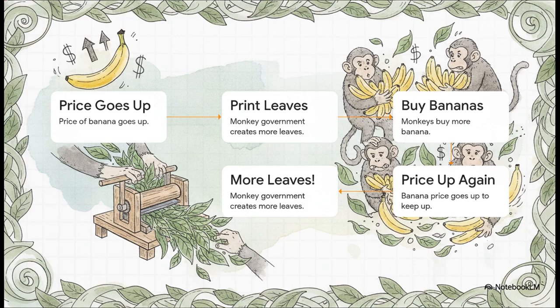It starts innocently enough. Step one, the price of a banana goes up. So to help out, the monkey government steps in and just creates more leaves. Then the monkeys take their shiny new leaves to buy more bananas. But guess what? That increased demand forces the price up yet again. So how does the government respond? They print even more leaves. It's an endless, frantic loop of printing currency just to chase continuously rising prices.